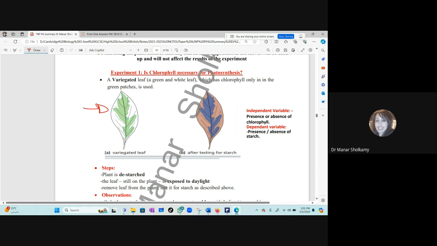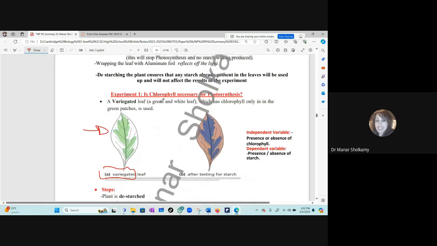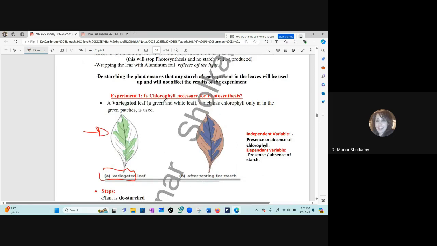I'm going to get a plant with no chlorophyll. Now, how do I do that? I don't do anything. I just choose a leaf that has white parts and green parts. This type of leaf is called the variegated leaf. Okay? If I will test for starch, I will have to de-starch. Keep in mind, anytime I have to test for starch at the end of the investigation, I will de-starch.